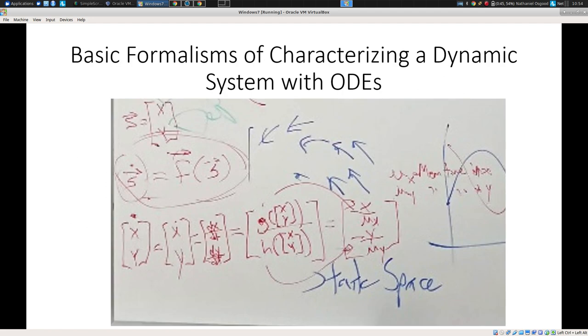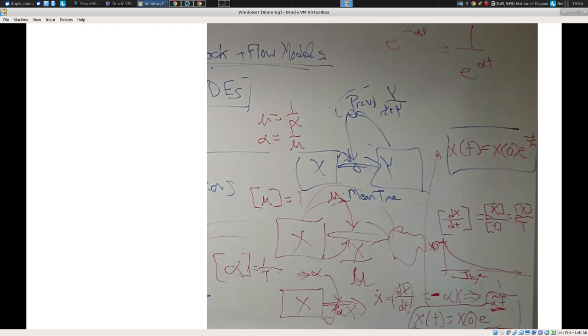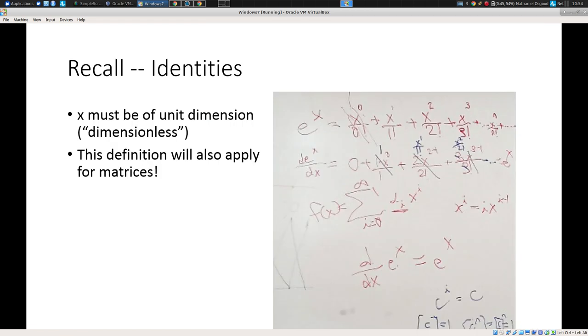So last time we said this, right? That's what's on the board right there. And we had these equations last time, and I talked about some dimensional considerations, which I'll use to build intuition. Okay.